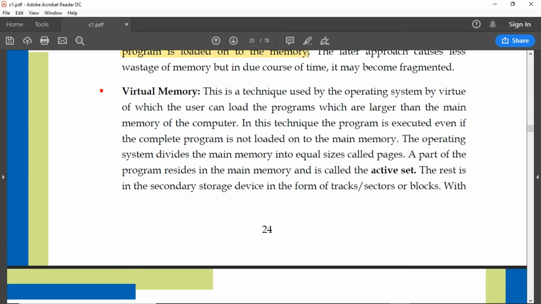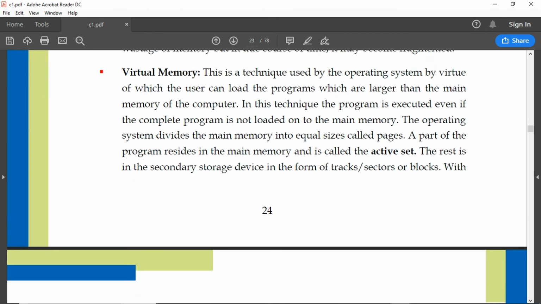Virtual memory. This is a technique used by the operating system by virtue of which the user can load programs which are larger than the main memory of the computer. In this technique the program is executed even if the complete program is not loaded onto the main memory. The operating system divides the main memory into equal sizes called pages.